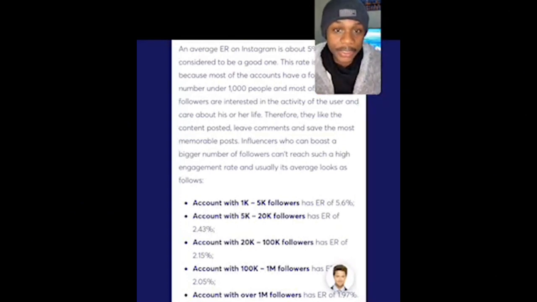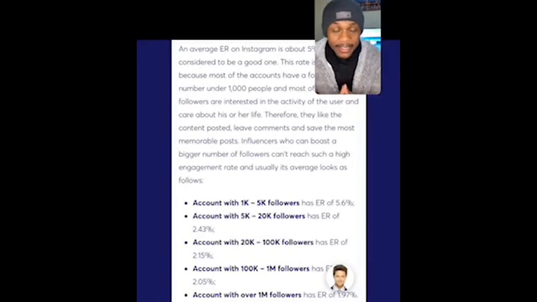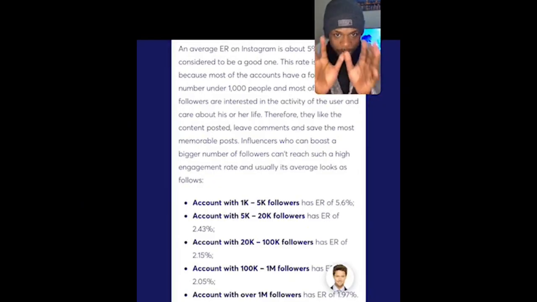ER is engagement rate. They check the engagement on your account. Overall engagement could be likes, saves, and comments, divided by the number of followers you have, multiplied by 100. So that's 5.6 if you have 1K to 5K. I'll also tell you where to find this information, so just stay tuned in. I'm just trying to show you this so that you understand. So for an account with 1K to 5K, the average of 5.6 is good.